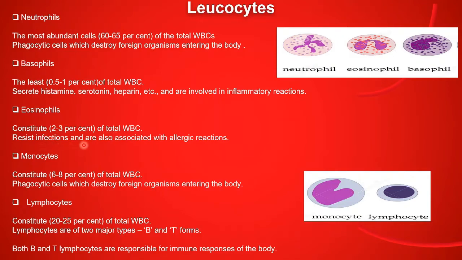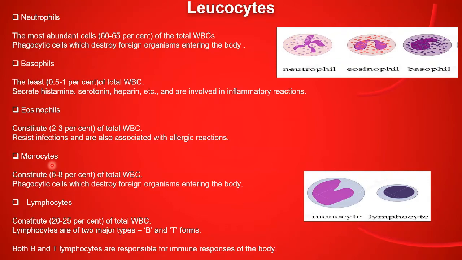Now they will resist infections, and they are also associated with the allergic reaction. And they secrete histamine also. They are also very effective against large sized parasites, and they have a bilobed nucleus. Like here you can see the bilobed nucleus. So all these are the granulocytes.